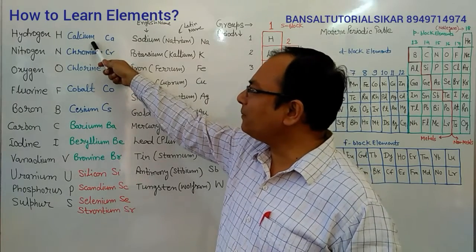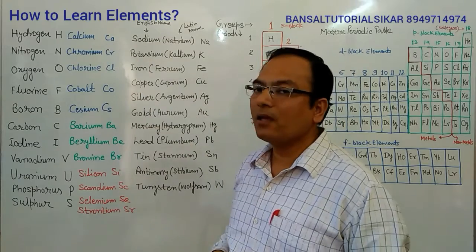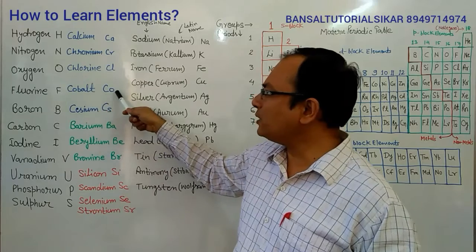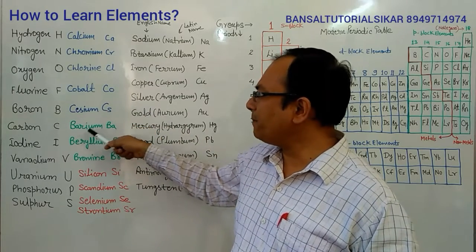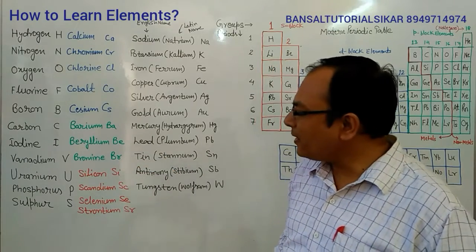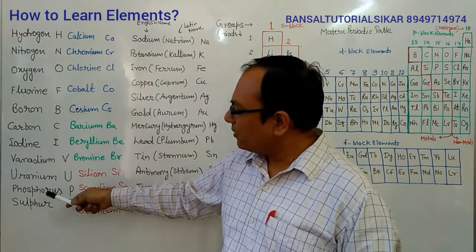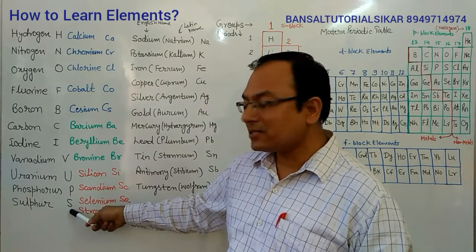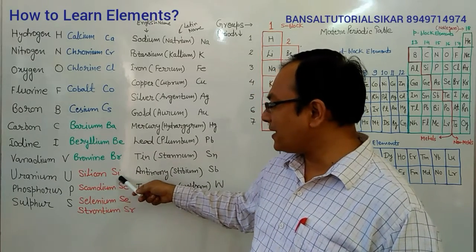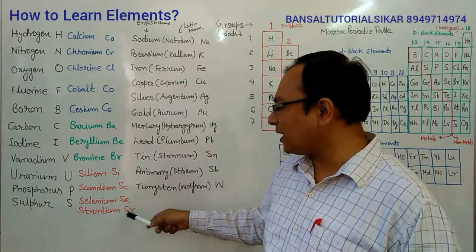For example, calcium, the first two letters Ca represent the symbol Ca. Chromium is Cr, chlorine Cl, cobalt Co, cesium Cs, barium Ba, beryllium Be, bromine Br. In the same way, silicon is Si. Since sulfur is symbolized as S, silicon cannot be symbolized as S. It is symbolized as Si. Scandium is Sc, selenium is Se, and strontium is Sr.